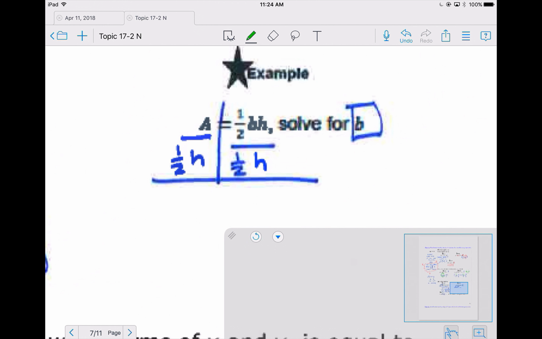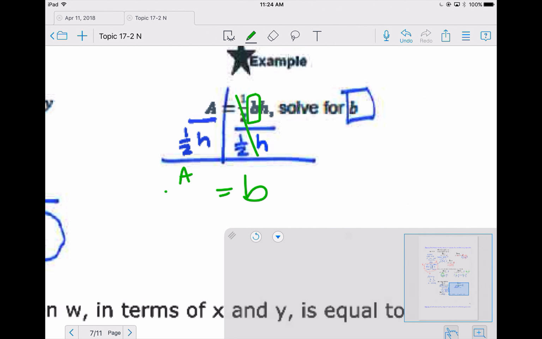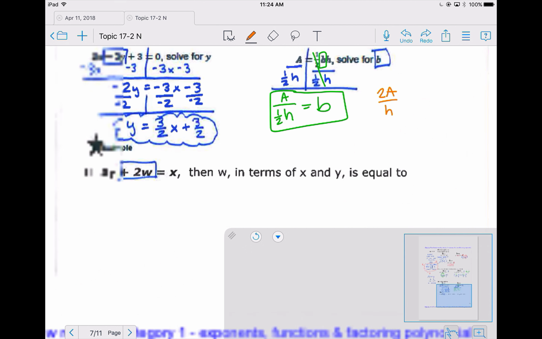For this example, they ask us to solve for b. So 1/2 and h are both attached to b, so I need to divide, and that's already been shown for us. Once you divide, they cancel out, so I'm left with a b on the right side, and a divided by 1/2 h on the left side. A and h are different letters. They do not mesh together. I cannot put them together. I cannot divide them. I cannot do anything with them, so I simply leave it. You could also see your answer as 2a divided by h, because they might try to make that 1/2 nice, but I wouldn't worry about that.